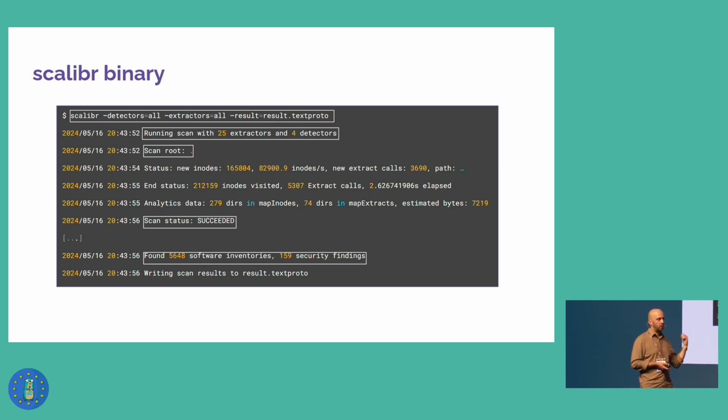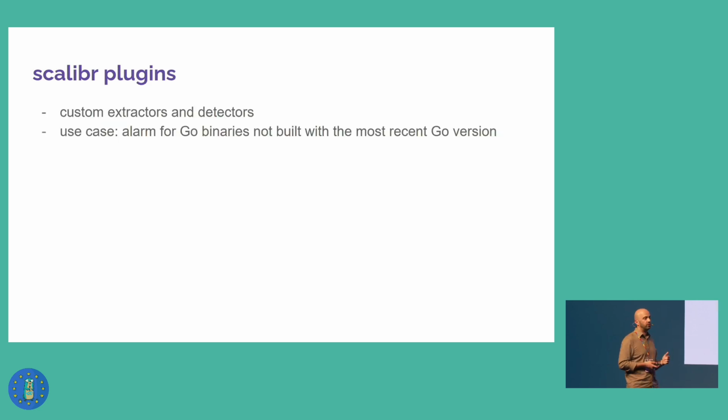Now, I want to show you how to use it as a library, but I'm going to take this a step further. What's really cool about Scalibur is that you can actually build your own plugins, which means you can define your own extractor and your own detector. And what I'm going to do here is task myself with building a tool that can tell you whether your container or your file system has any Go binary not built with the most recent release of Go. So basically, this should be a minimal viable product you can use in your processes.